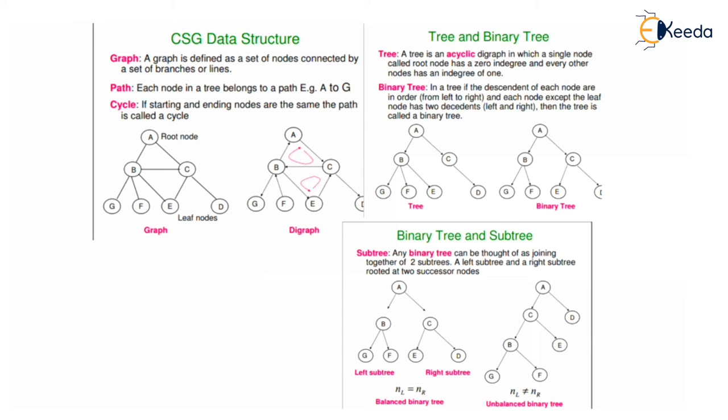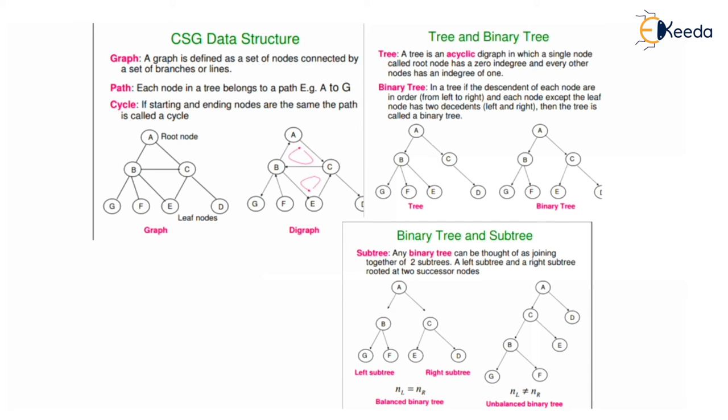Tree. A tree is an acyclic diagram in which a single node called the root node has an in-degree of 0 and every other node has an in-degree of 1. So as shown in the first figure, that is a tree. There are no interconnections between them.